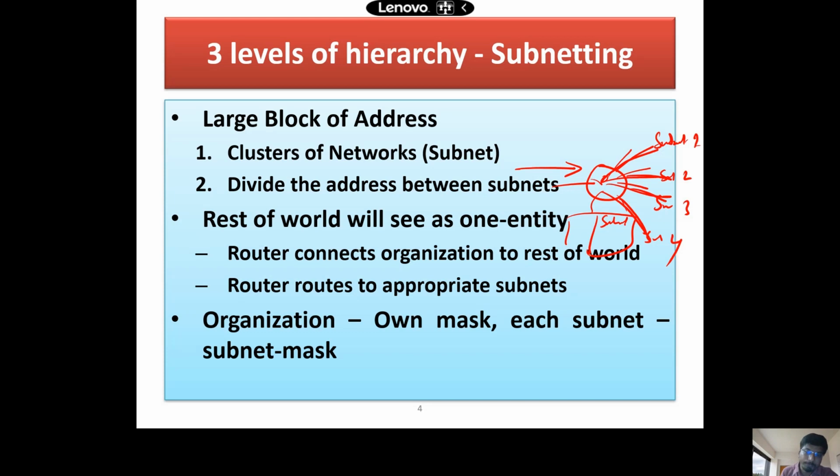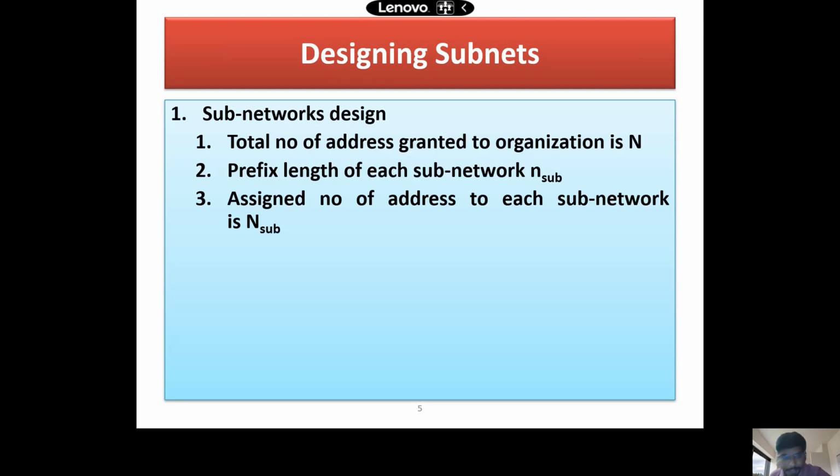So every subnet is going to have a subnet mask, or the subnet prefix. Say I call it n sub, the subnet prefix, the number of bits that is used for the subnets. That's something that we have to apply to get your first address in that subnet, and then accordingly route the packet. So let's now look at the design for subnets.